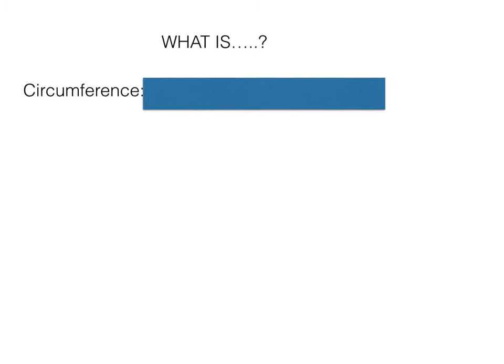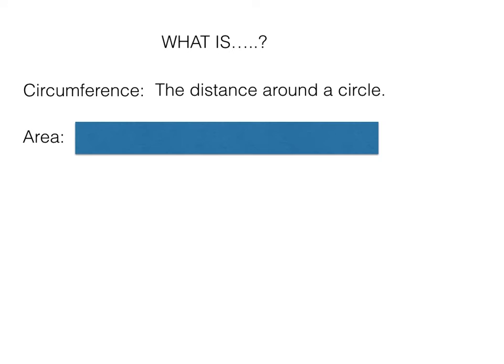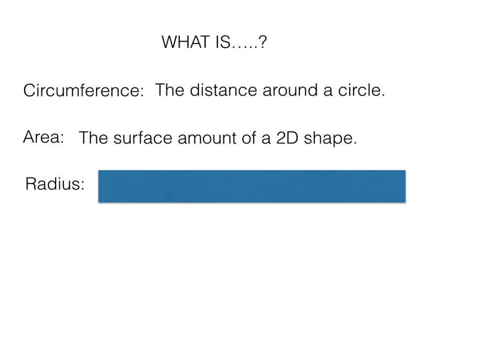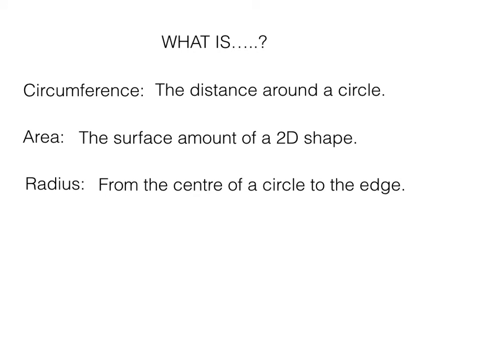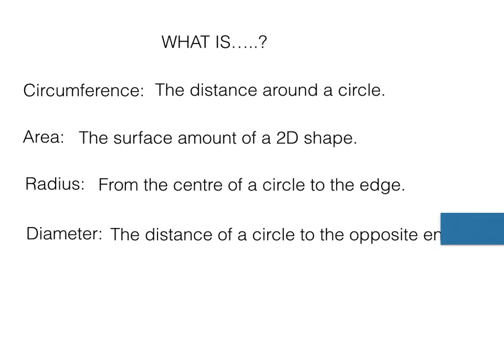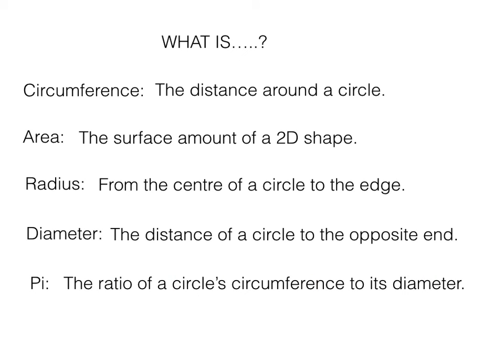So let's do a quick test. What is circumference? It is the distance around a circle. Area. It is the surface amount of a 2D shape. Radius. From the center of a circle to the edge. Diameter. The distance of a circle to the opposite end. And pi, which is the ratio of a circle's circumference to its diameter.